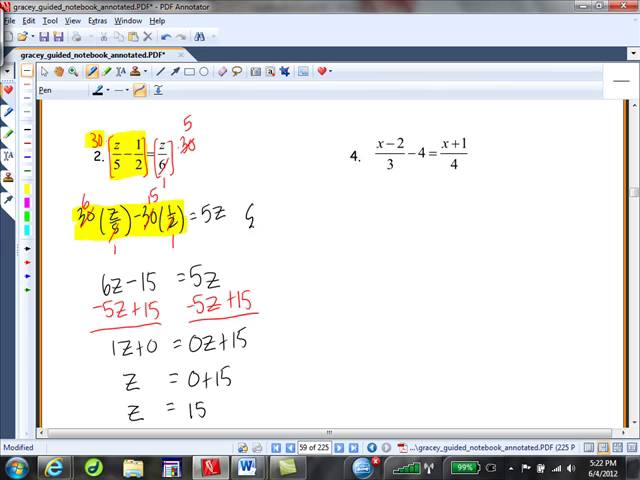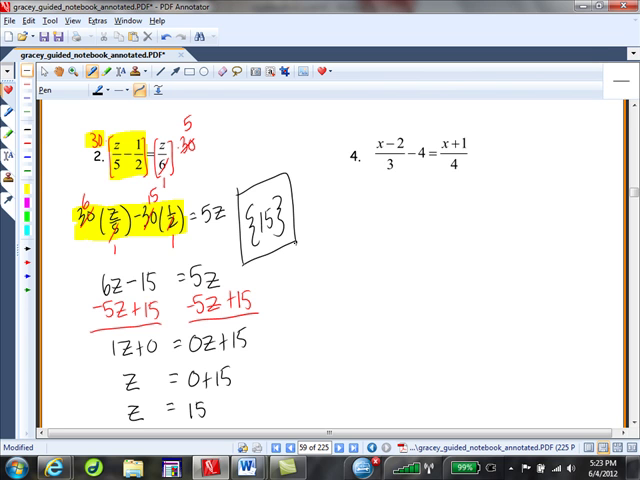Right? Okay, so now it is your turn. You need to pause the movie and you need to work numbers 3 and 4 and see how you do. Okay, you can either clear the fractions or not, but just make sure you get the correct answer. On your mark, get set, go! You can do it.